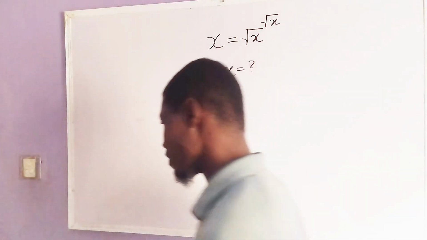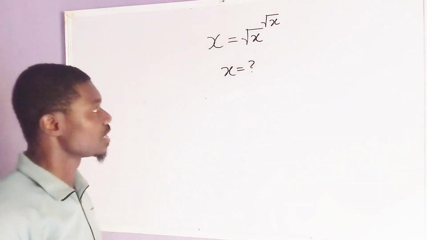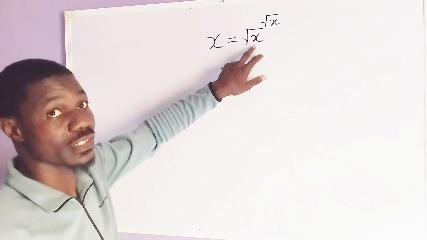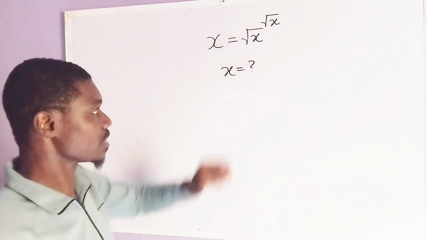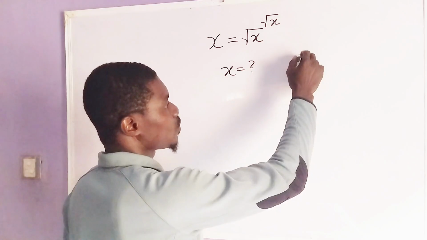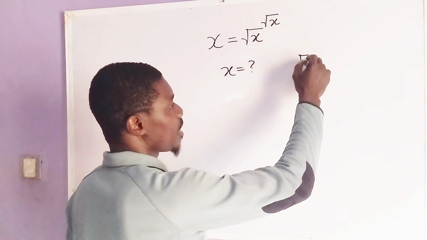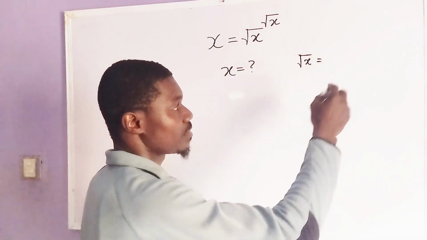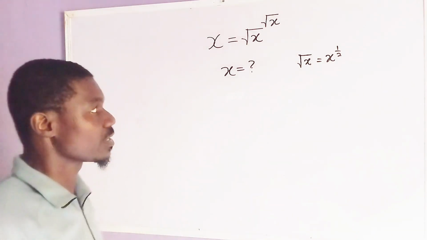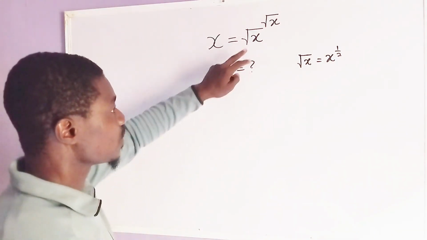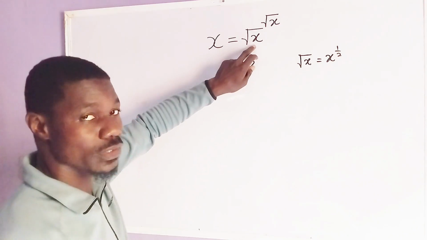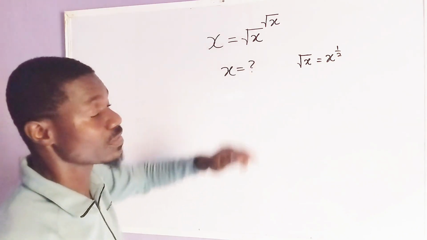Now first of all, let us transform the square root of x here to have a base of x. And let us also recall that the square root of x is the same thing as x raised to the power of 1 over 2. So let us apply this rule to the square root of x here, which serves as the base.